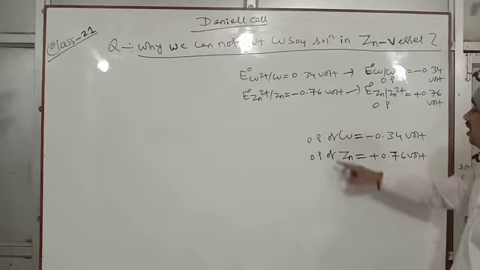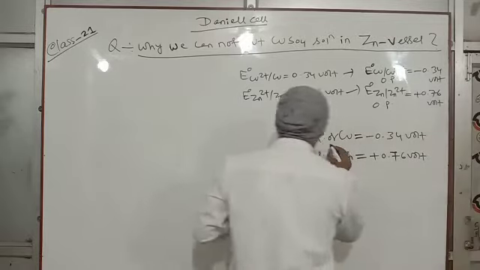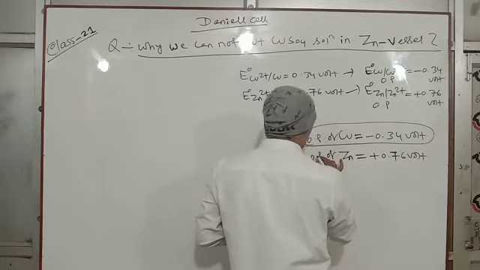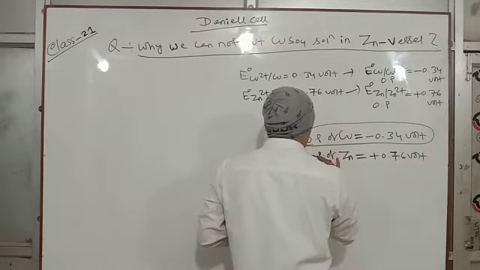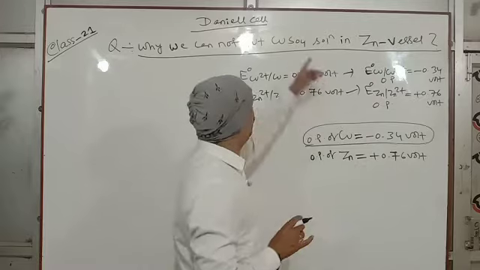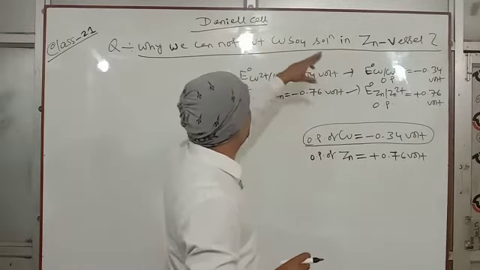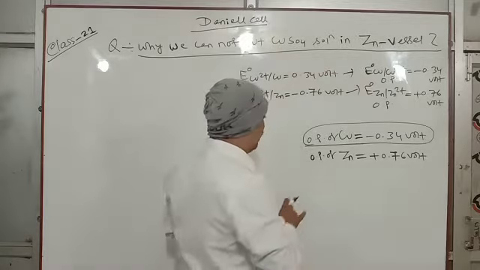This is the proof. Since we know that the oxidation potential of zinc is more than that of copper, zinc is more reactive than copper. So if we put copper sulfate solution in the zinc vessel, the zinc will displace the copper metal.